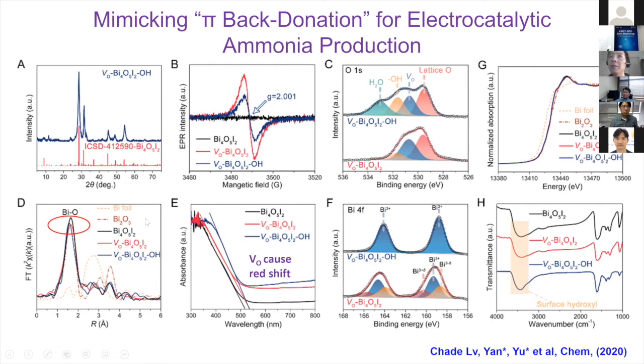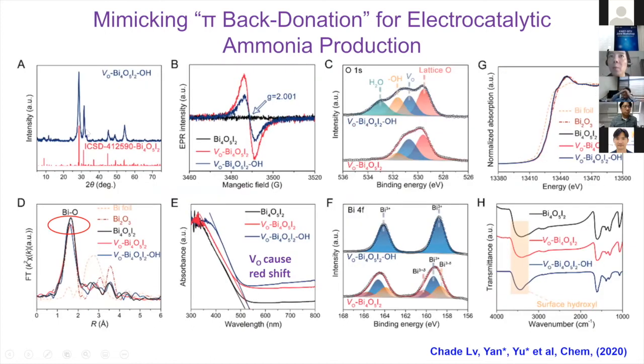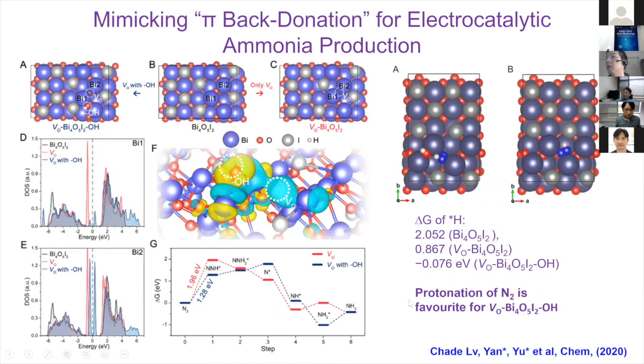And this is the DFT calculation to show that these 2 bismuths are different. So the one with the OH group attached will be the active center for this one, based on the activation energy barrier calculation.